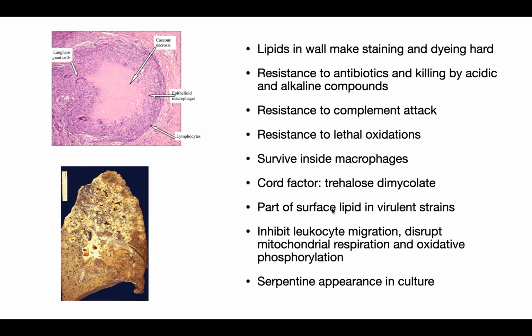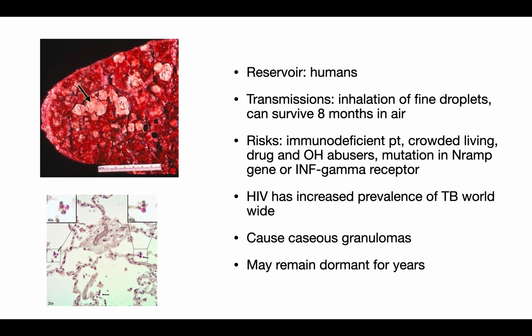The cord factor is going to be your trehalose dimycolate, and it's part of the surface lipid in the virulent strains. It inhibits leukocyte migration and disrupts mitochondrial respiration and oxidative phosphorylation. So this is going to deprive the cell of energy. And it has a serpentine appearance in culture.